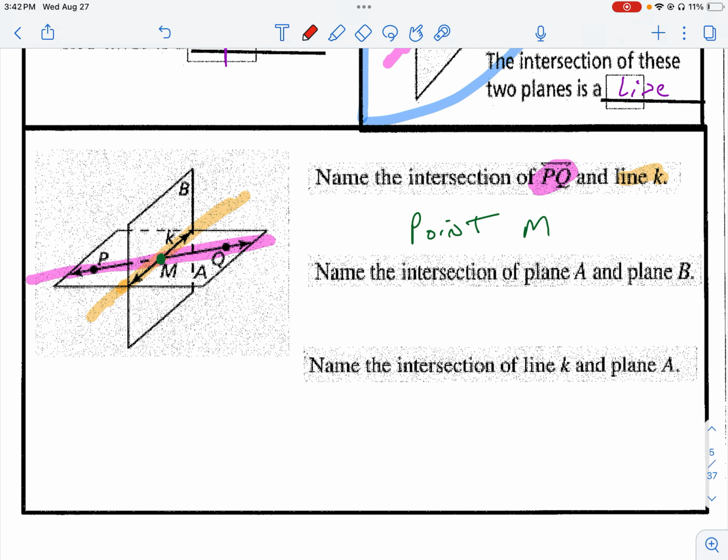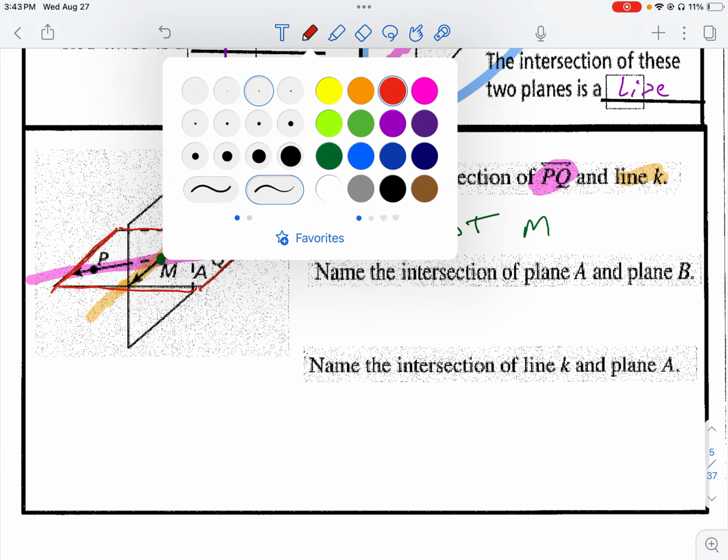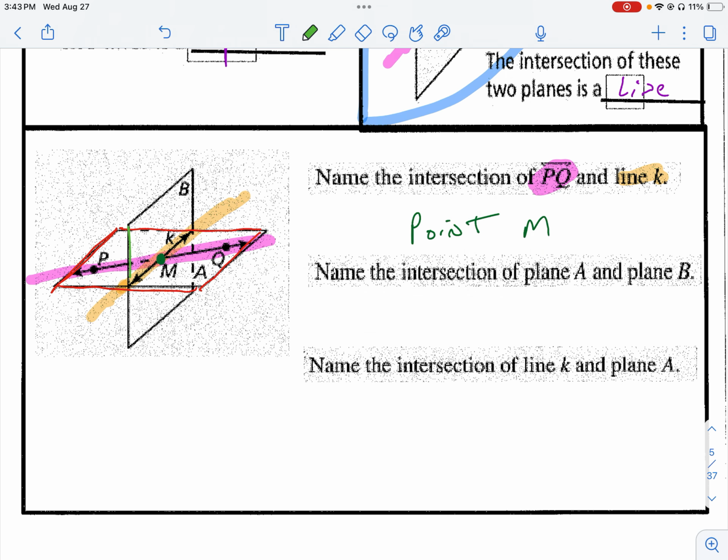All right, so the intersection of plane A and plane B. So here is A, right here, let me trace it out. Here's plane A. And here's plane B. Well, that's a classic wall and ceiling corner, right? So they're going to intersect on line K.